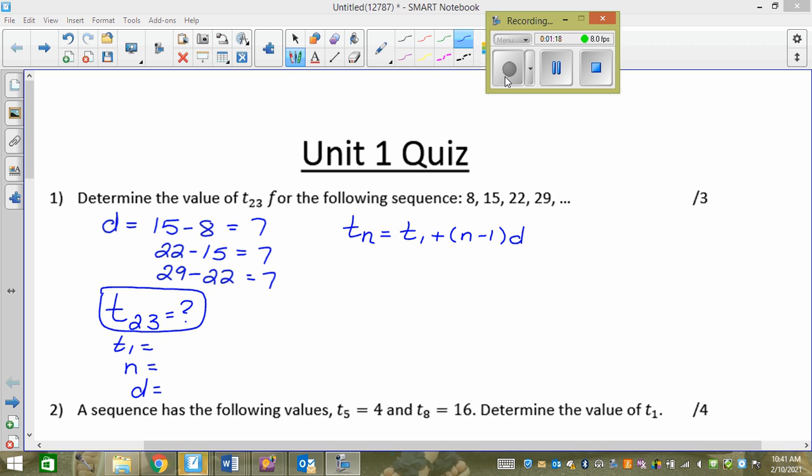What number? 8. And n, what am I asking you to find? 23. And d we found out was 7. So we're going to do T23 equals 8 plus (23 minus 1) times 7, which equals 8 plus 22 times 7, which equals what?